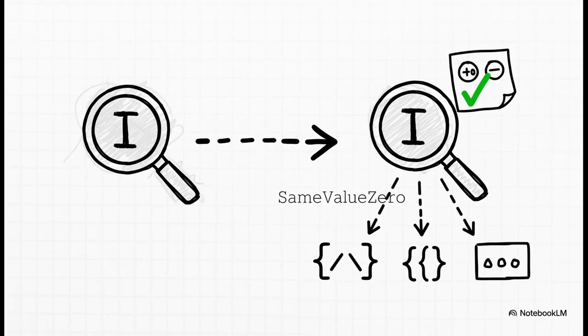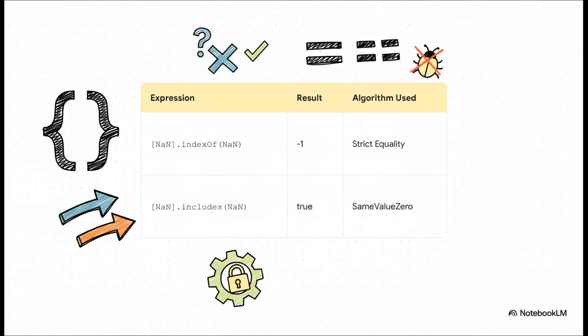Believe it or not, there's actually a fourth algorithm that's super important for modern JavaScript. It's called SameValueZero. It's almost identical to SameValue, so it handles NaN correctly, but it treats positive and negative zero as the same value. And this behavior is exactly what you need for data structures like map and set, and for methods like Array.includes. And here is a perfect, practical example of why these underlying algorithms actually matter.